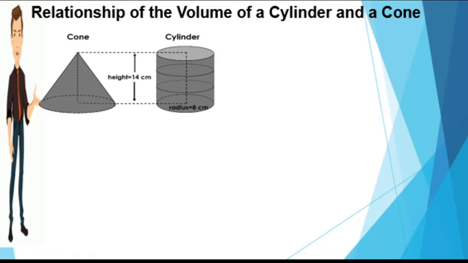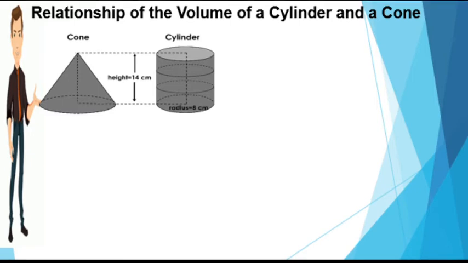Now, if you will notice that if we're going to pour, okay, just look carefully. If the cone is filled with sugar and then its content are poured into the cylinder, only 1/3 of the cylinder will be filled. So this explains that the volume of a cone is 1/3 part of the volume of a cylinder having the same base and height. Let me show you the picture, or show it in a figure.